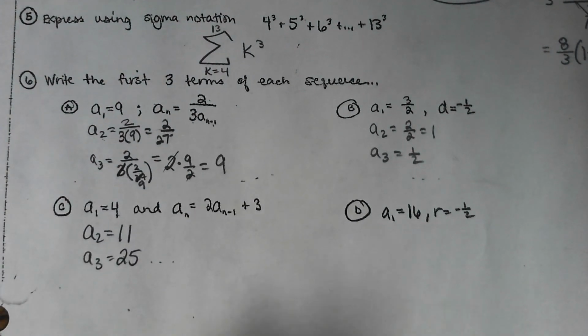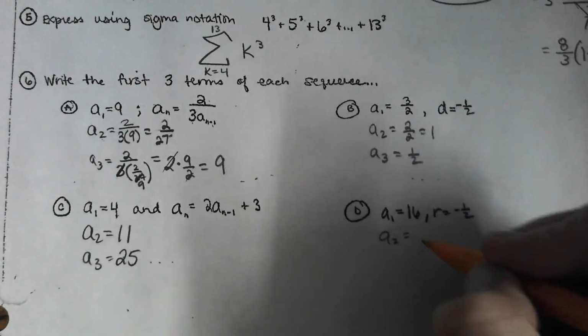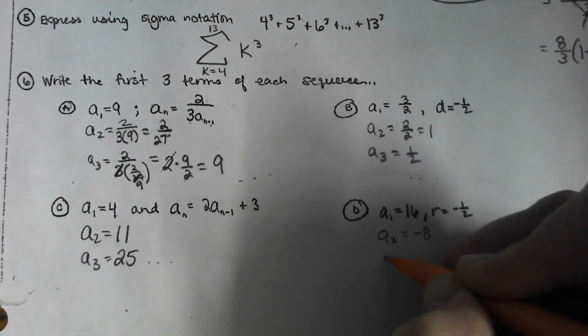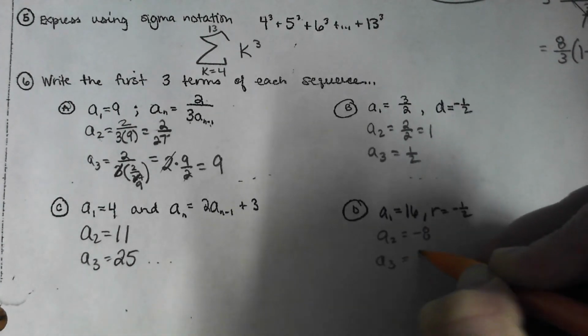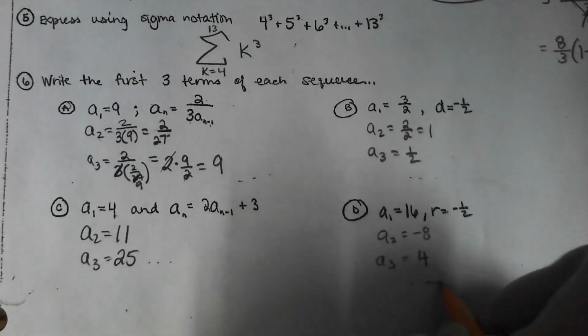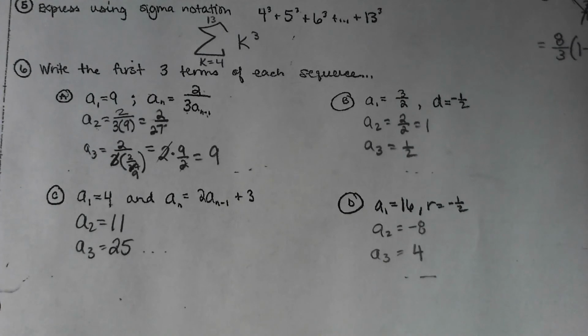And then the last one just gives us the first term and the common ratio. So we're just multiplying by -1/2. So -8. Then it'll bounce back to a positive 4, and so on. Good? All right.